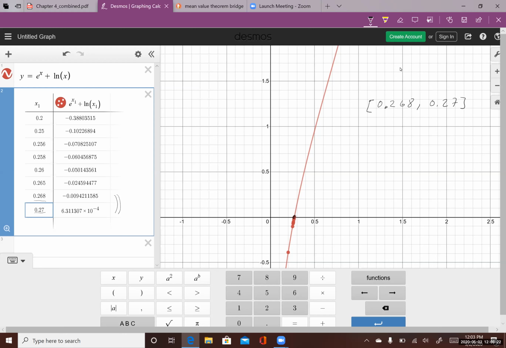Based on this table, it goes from a negative value of f of x to a positive value of f of x. So then using the intermediate value theorem, I'm guaranteed to have a value in this interval here such that f of c equals 0, because 0 is in between a negative value and a positive value.